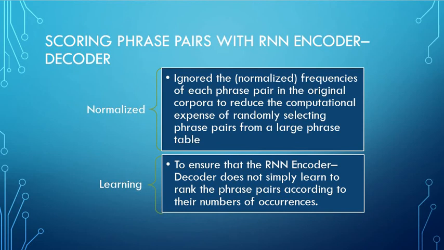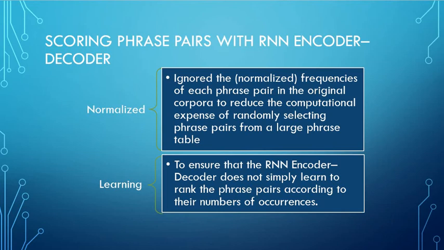What is scoring phrase pairs? Scoring phrase pairs with RNN encoder-decoder. Neural networks have been used to rescore translation hypotheses, to score the translated sentence using a representation of a source sentence as an additional input.